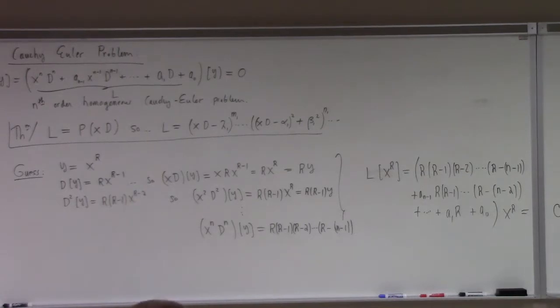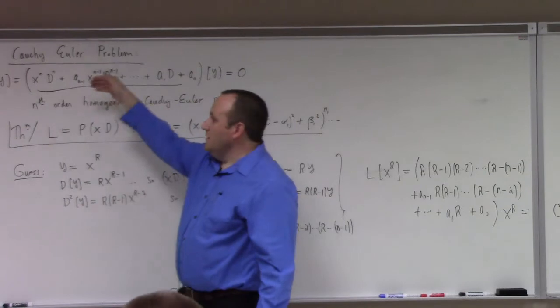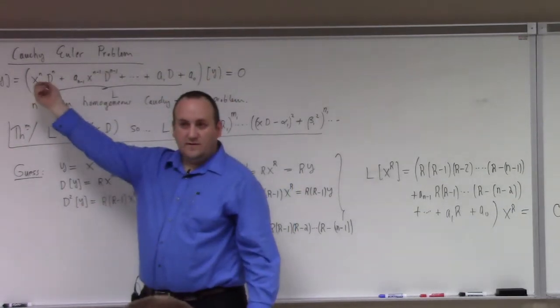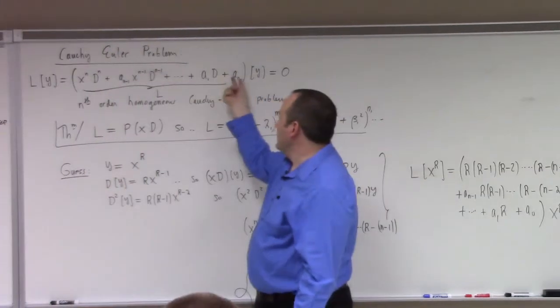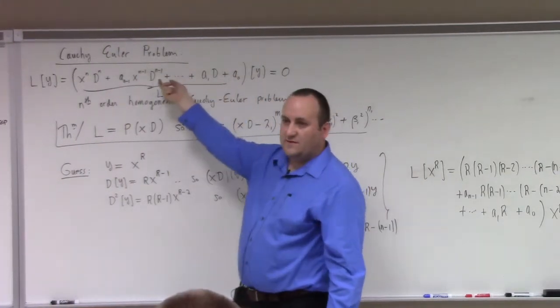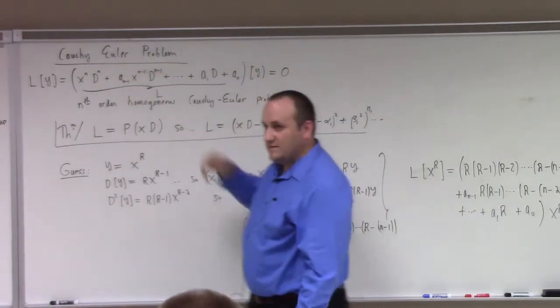So all I'm doing is pointing out that if you plug x to the r into this equation, each one of these terms gives you back a constant times x to the r. This gives you back r x to the r. The next one gives you r times r minus 1 x to the r. Every single term in here returns x to the r.